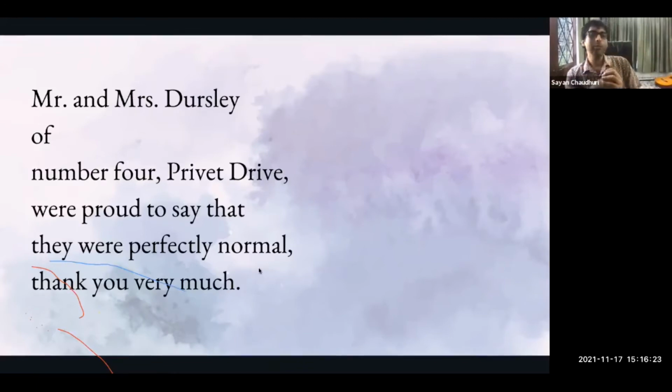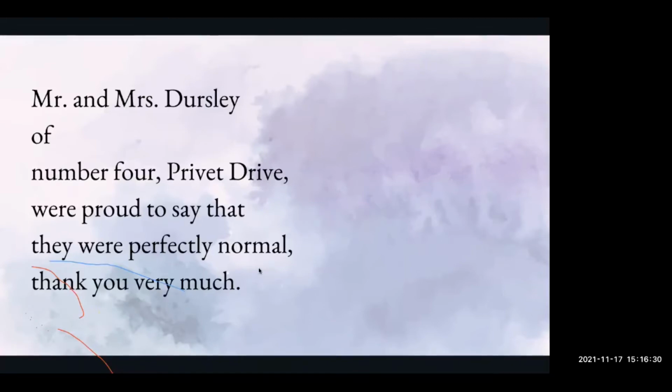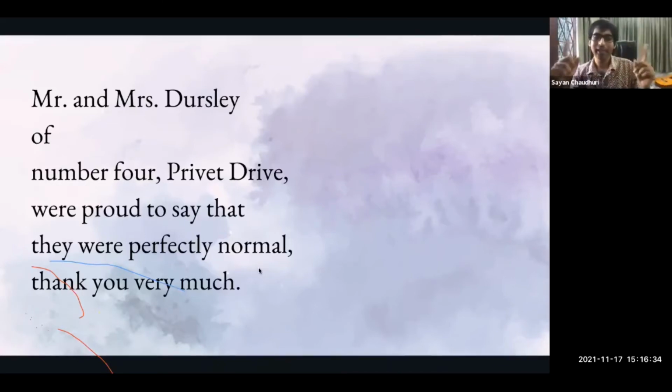Suppose I say, Mr. and Mrs. Dursley of number 4 Privet Drive were proud to say they were perfectly normal. Hell yes. Does it play a similar function? It does, right? Now, this is what we call an intensifier. We are not getting into the grammatical technicality of it, but we are reinforcing, we are emphasizing. It's not enough to say they were perfectly normal. They want to say, thank you very much.